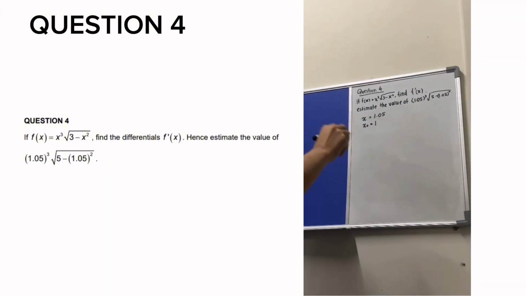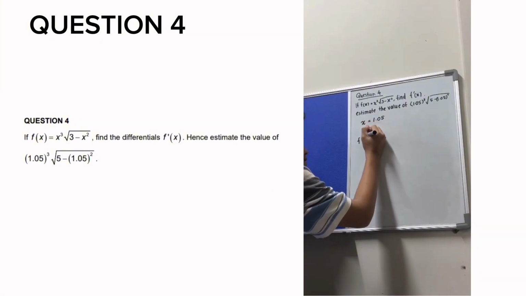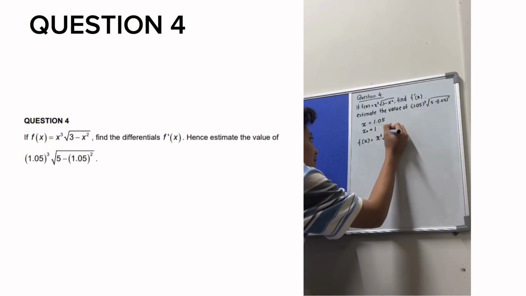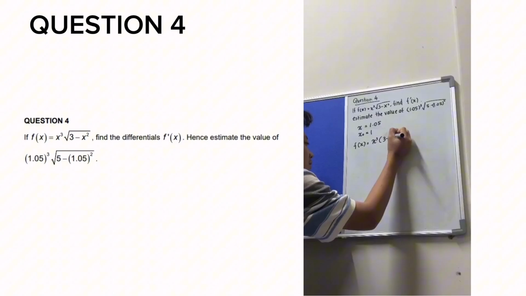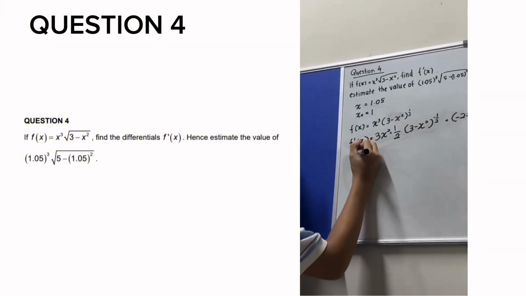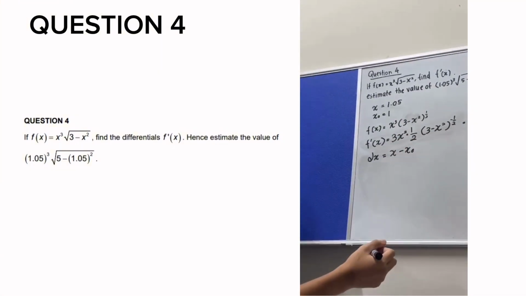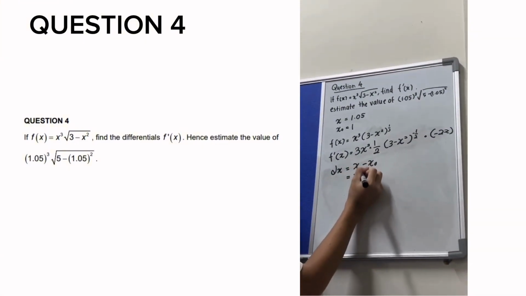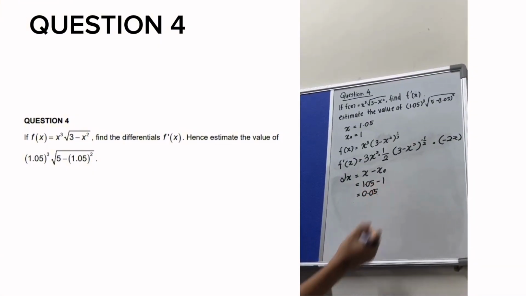Okay, next we need to differentiate f(x). After differentiating this, we need to find dx, which is x minus x naught. x is 1.05 minus x naught, which is 1, equals 0.05.